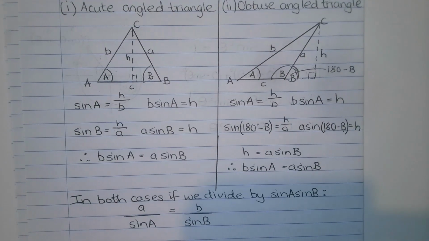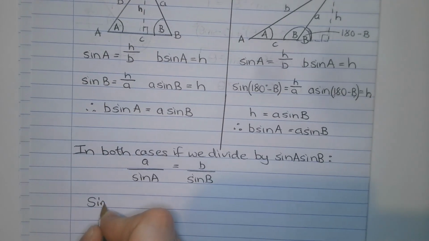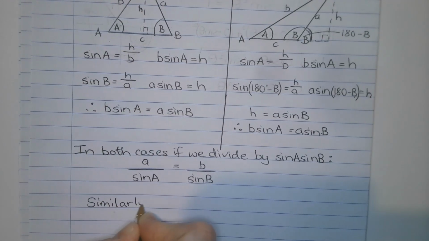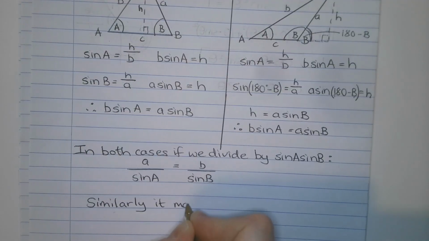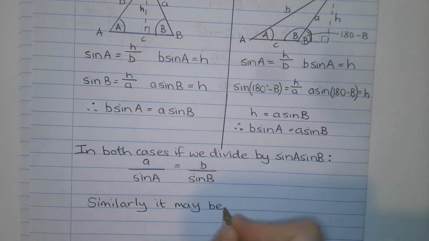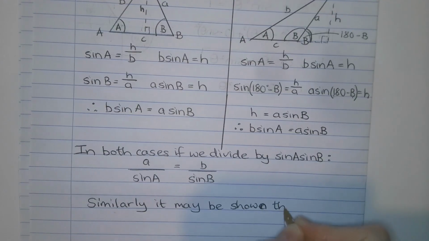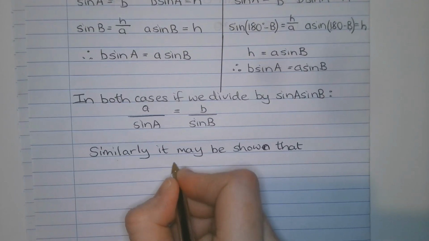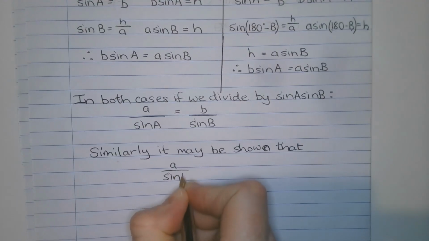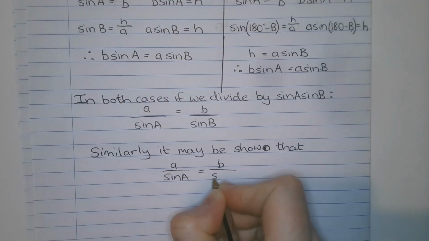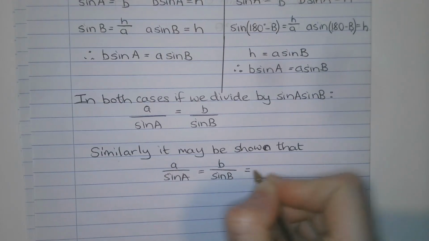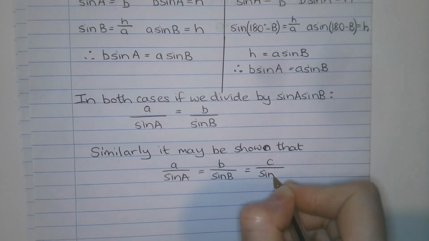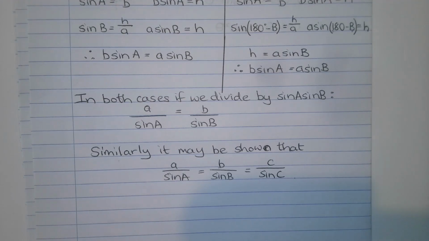Okay. Similarly then, it may be shown that a over sine A equals b over sine B equals c over sine C. And that's our identity, or the sine rule, proven.